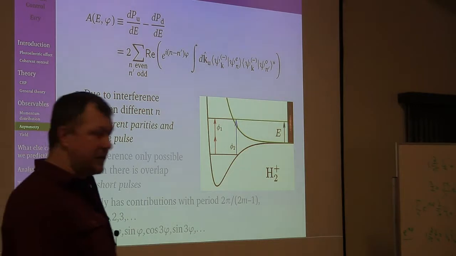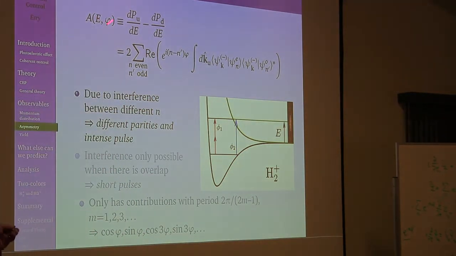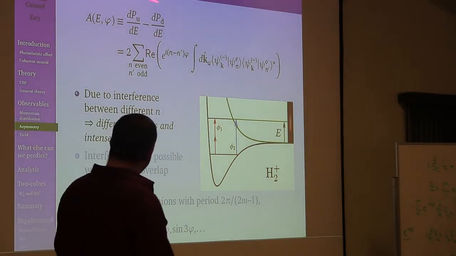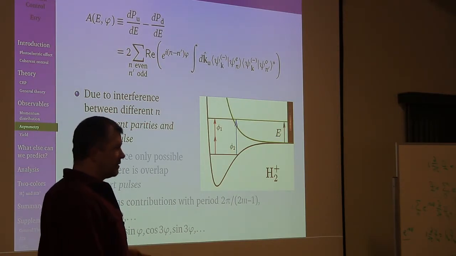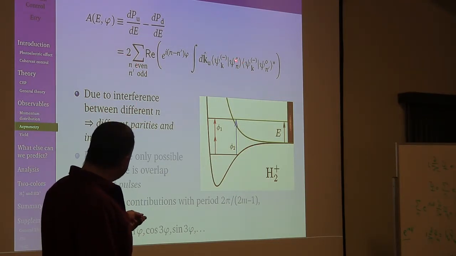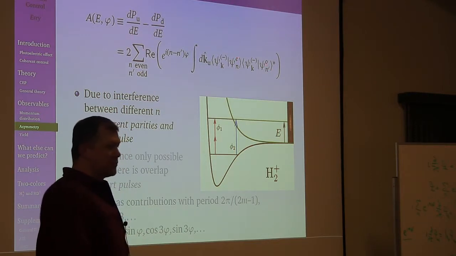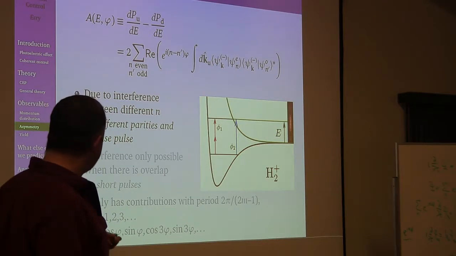Let's look at a common observable, which is the CE phase-induced spatial asymmetry, which means that you just take whatever goes up minus whatever goes down at a given energy. Now, if you use the expression for the momentum distribution that I gave before, then you can simplify it to this kind of an answer. Sum over n even and n prime odd, and this E superscript and O superscript means even and odd parity.